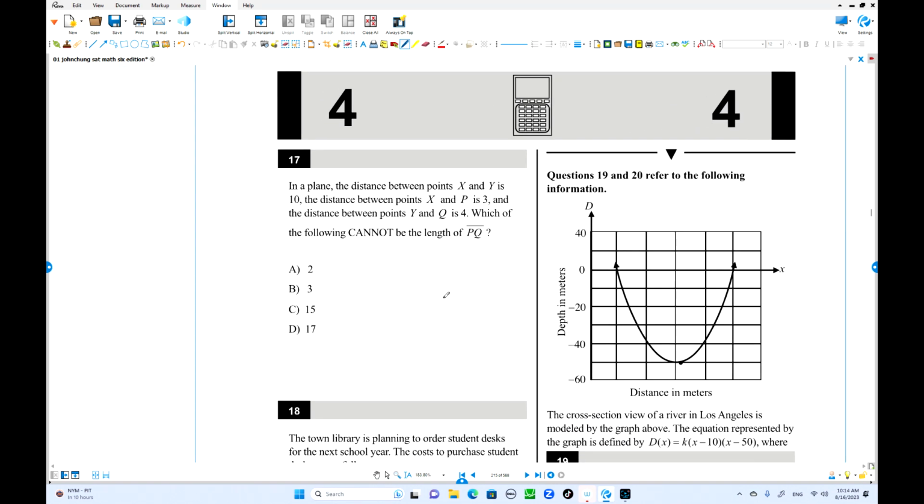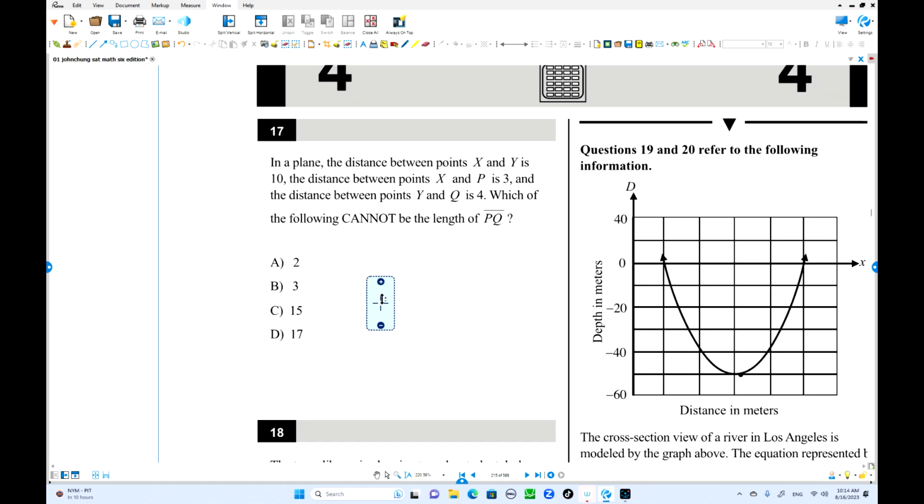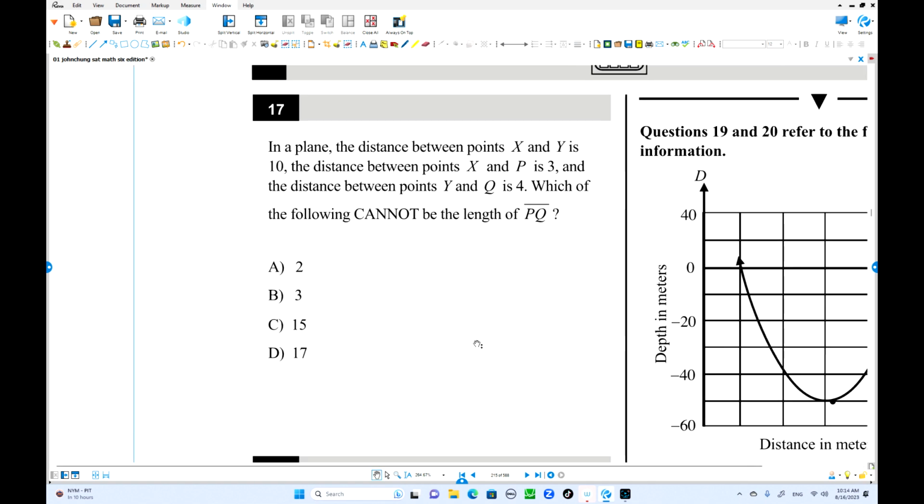Right here is number 17. In a plane, this is a plane, not a number line, okay? The distance between x and y is 10. You can set it up this way. This is x, this is y. We have 2 points. The distance between these two is what? 10.